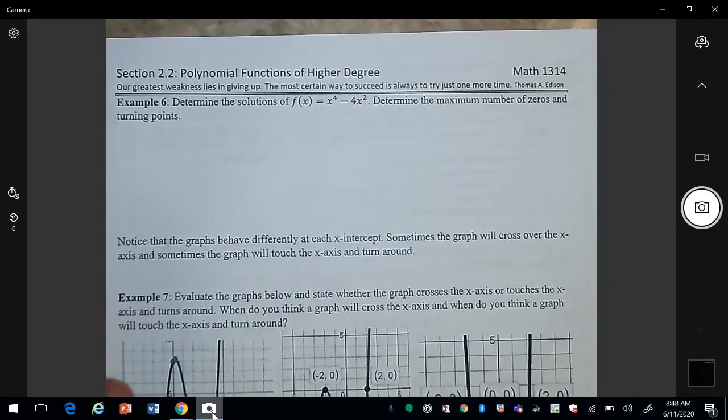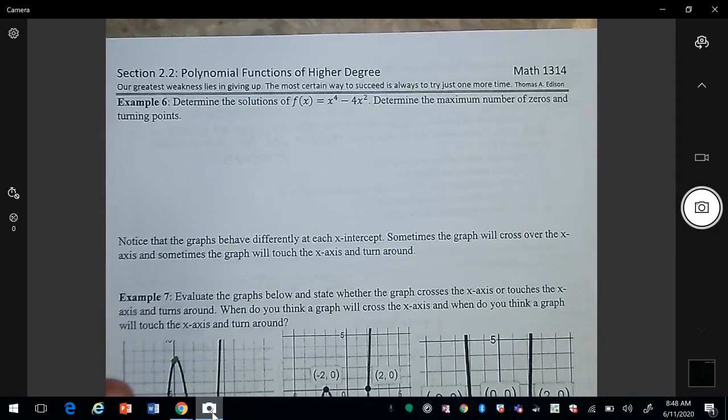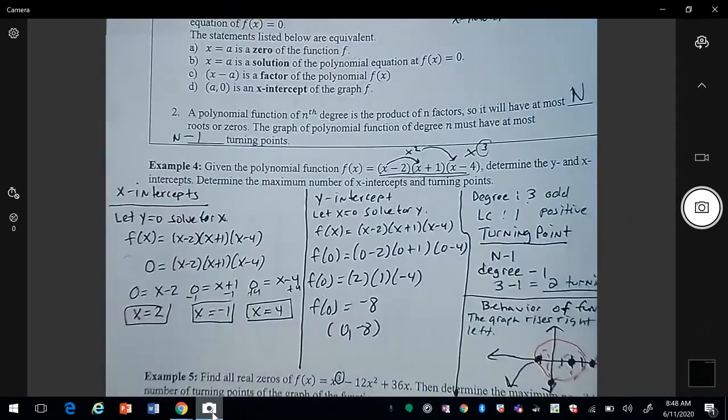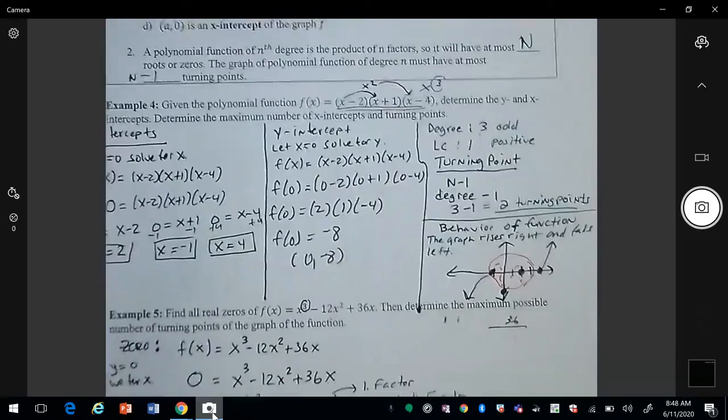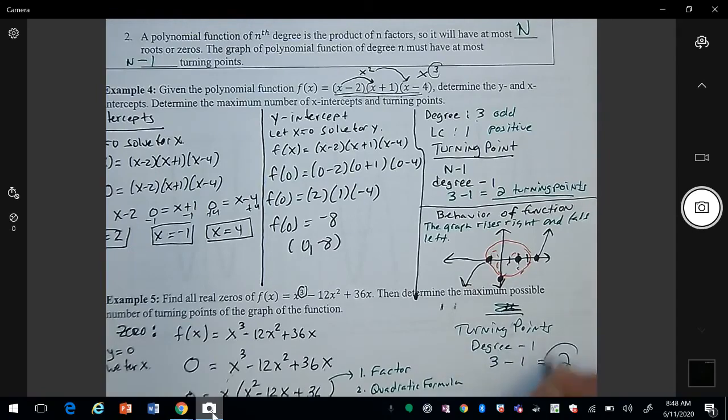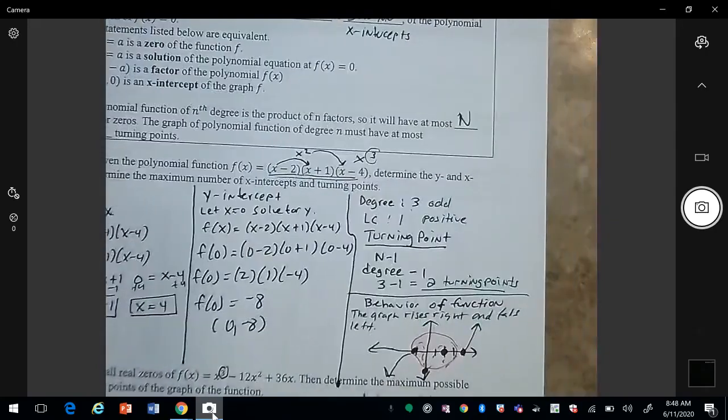Determine the solutions of x to the fourth minus 4x squared. Determine the maximum number of zeros and turning points. The number of turning points for this one was the degree minus 1, so the degree is 3. So we have 2 turning points. At most 2 turning points.